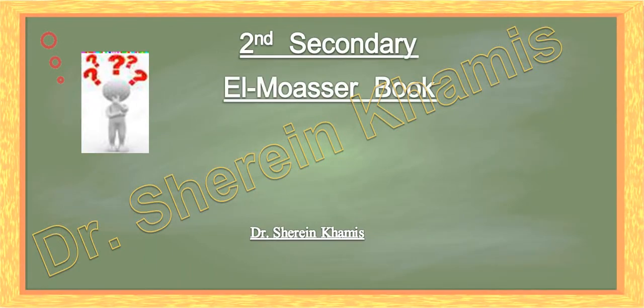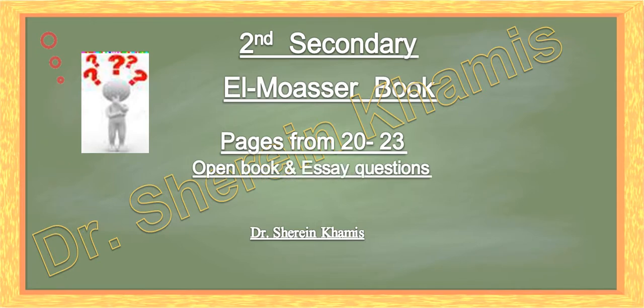Dear students of second secondary, we are going to solve the Elmoaser book questions. We have lesson 1 questions, pages 23 to 23. We have the kind of question we call open book questions and some essay questions. We have different problems to solve today, and we will start with the simplest one.